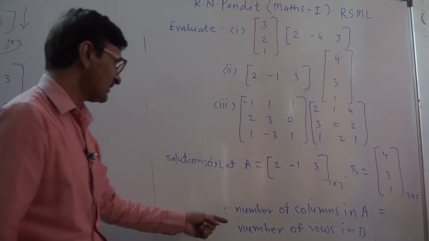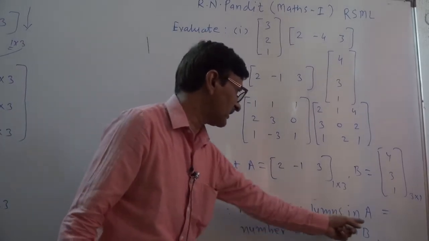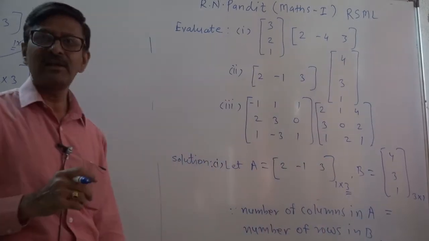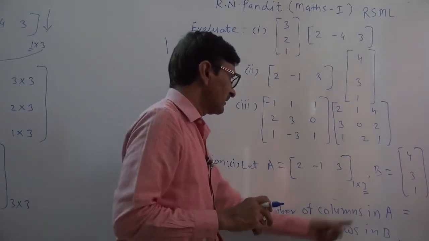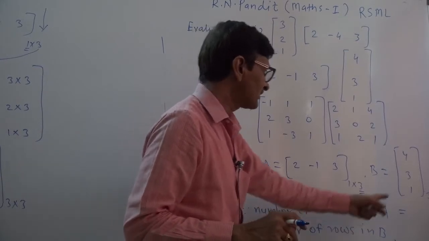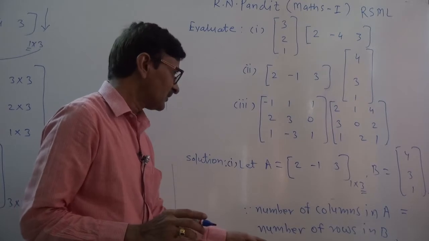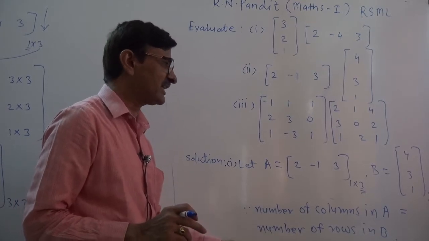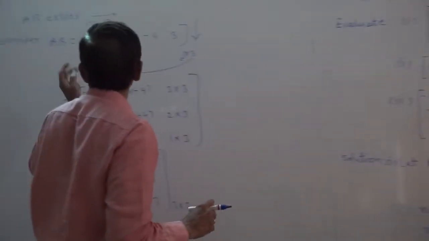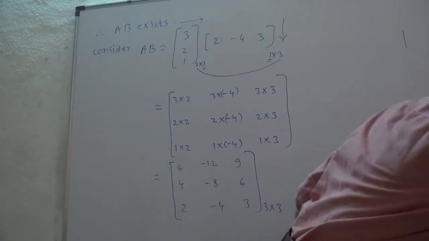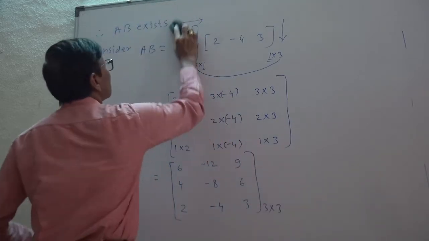Now check the conditions. Number of columns in A. How many columns are present? 3 columns are present in A. Number of columns in A, that is 3. Number of rows in B are 3. So the condition for product AB is satisfied. Hence we say that product AB exists. Now actually we will find the product.